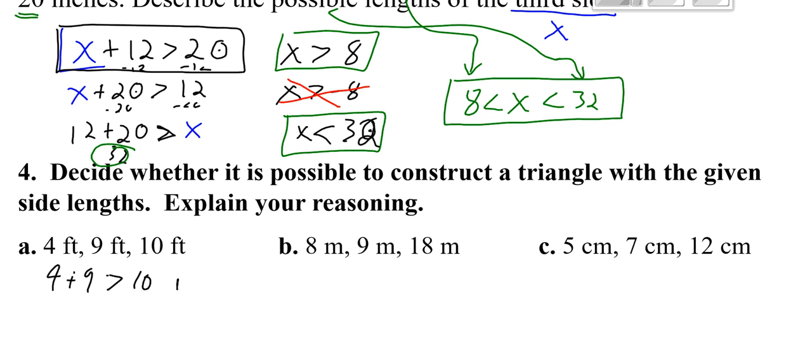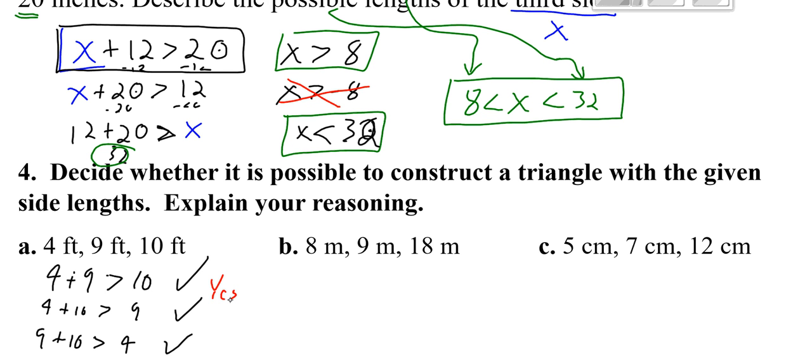13 greater than 10? Check. If I do 4 plus 10, is that greater than 9? So 4 plus 10, 14 greater than 9, check. If I do 9 plus 10, is that greater than 4? Check. So yes, this can construct a triangle with those 3 lengths.